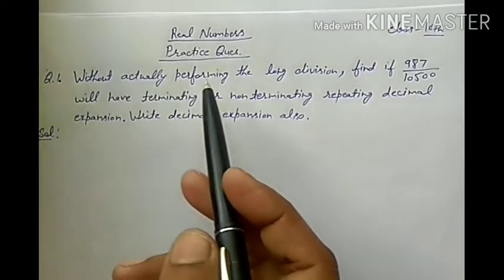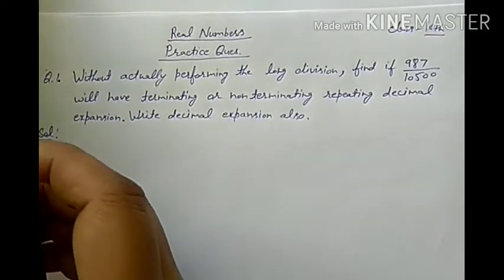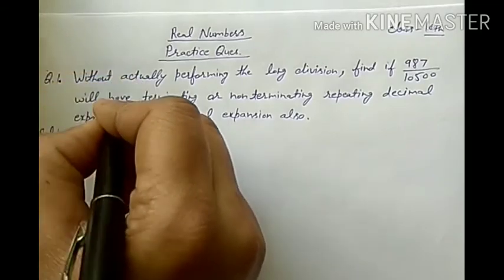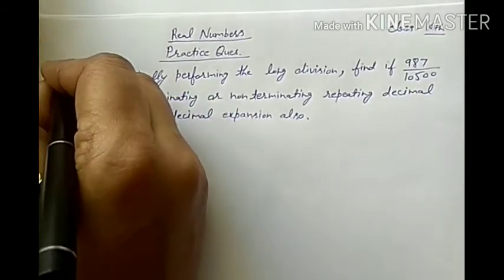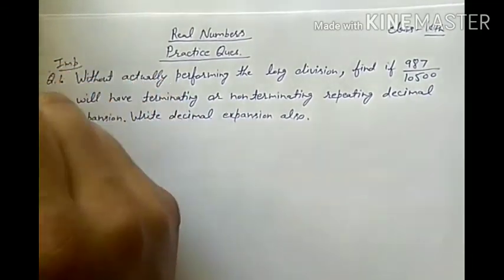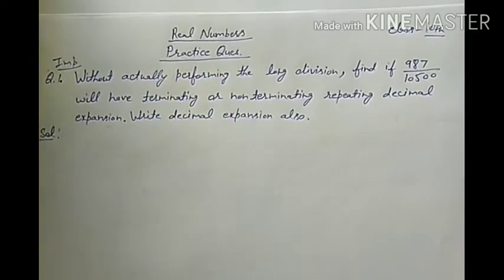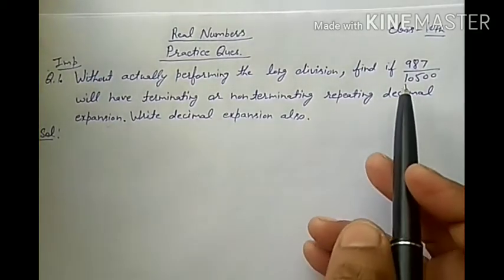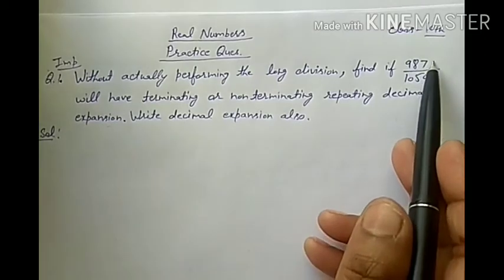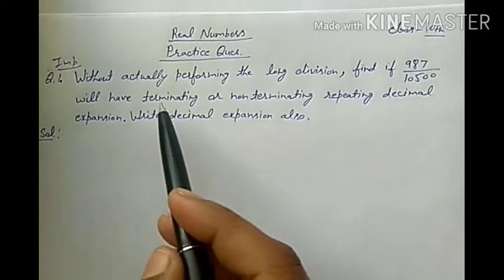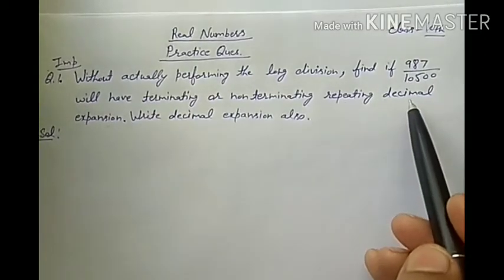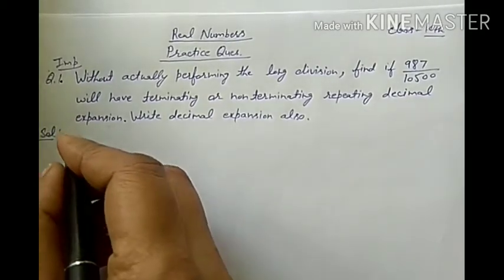We are doing the same type of question again and again because this type of question is very important from the examination point of view. So we will find out, without division, whether this rational number has a terminating or non-terminating repeating decimal expansion. So let's start.